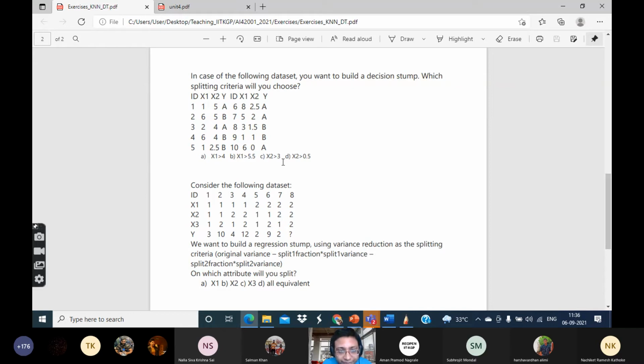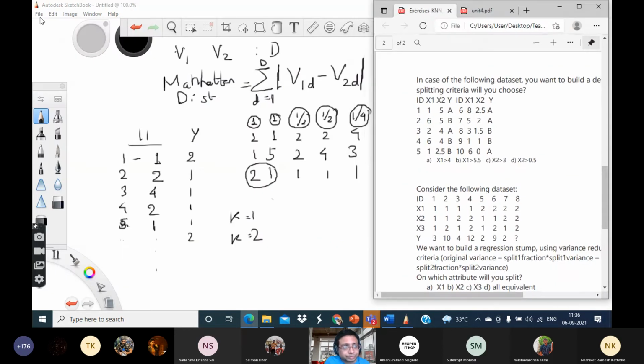So for your benefit, in this case these four options have been given to you. I'm not saying that any of these is the best possible split. I'm just saying that among these four splits, which one is best. So to understand that, first of all, let us plot the data points on the axis. Okay, so let's do this.